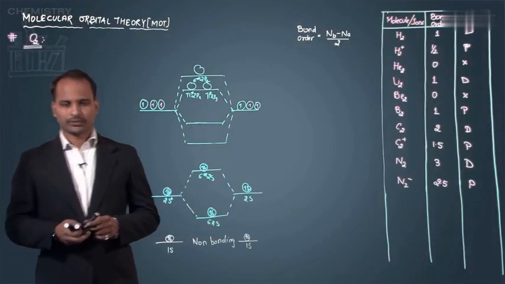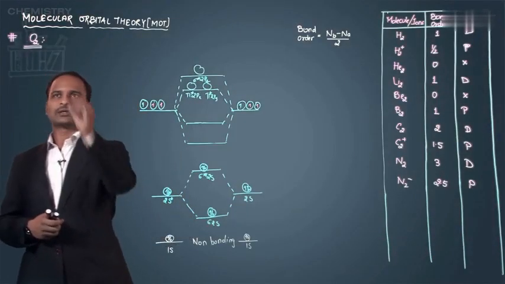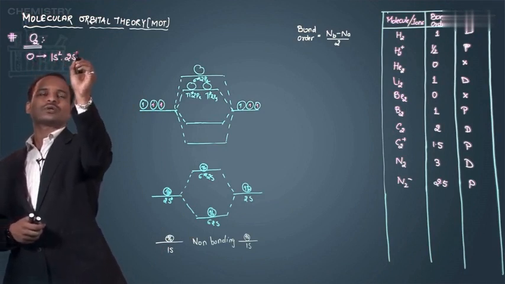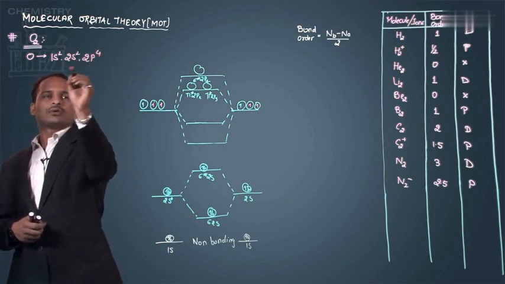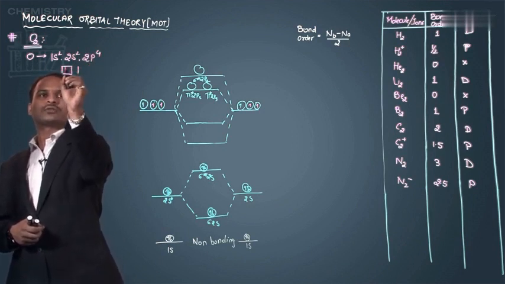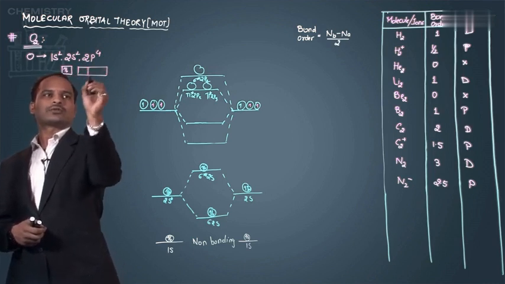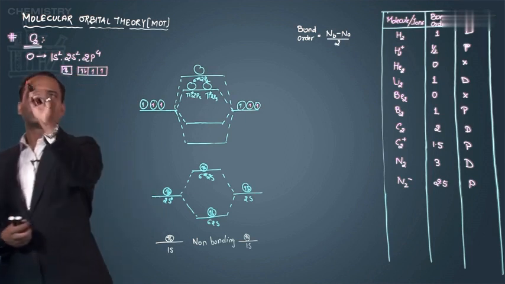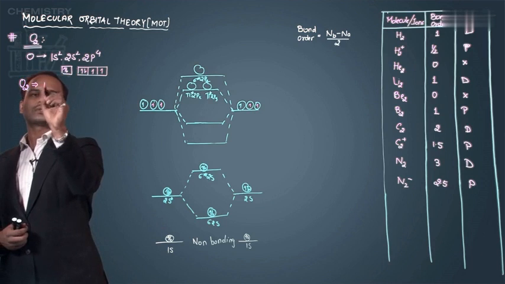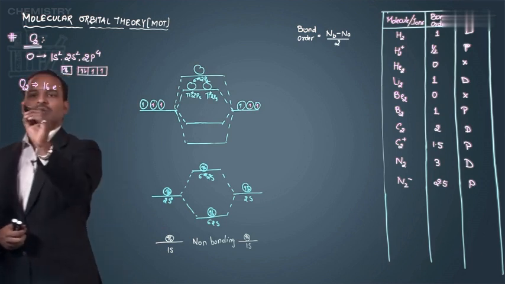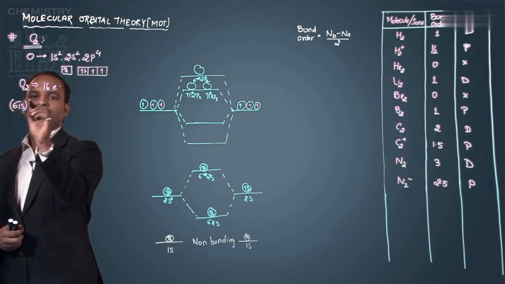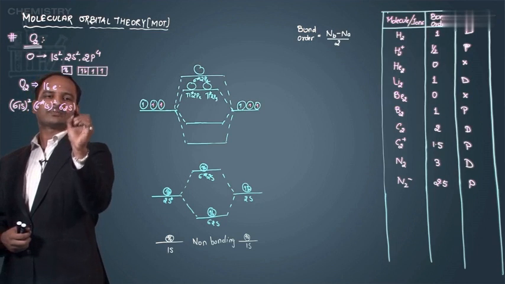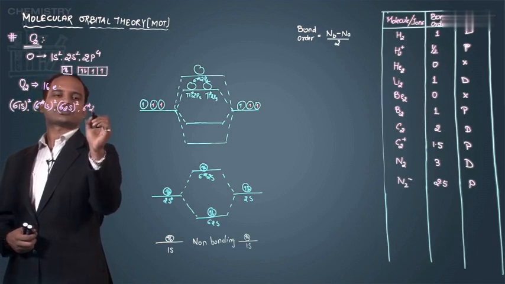The next is the O2 molecule. Oxygen atomic number is 8, so its configuration is 1s2, 2s2 and 2p4. So 2s has 2 electrons and 2p has 4 electrons. And as I said, O2 molecule will have overall 16 electrons. So what will be its configuration? Configuration will be sigma 1s2, sigma star 1s2, then sigma 2s2, sigma star 2s2.